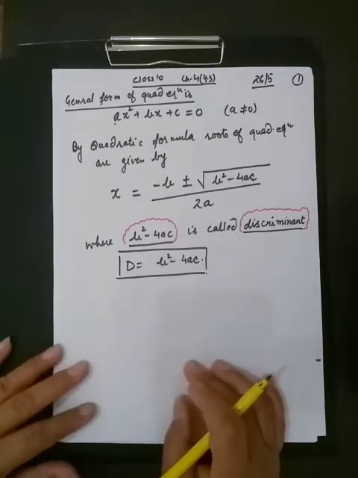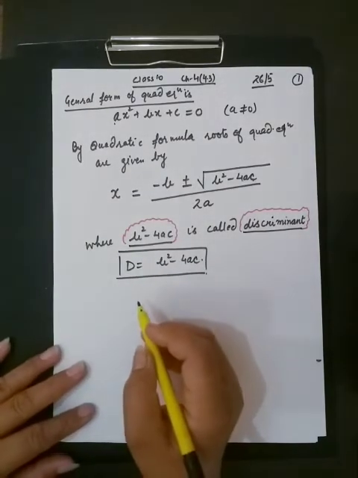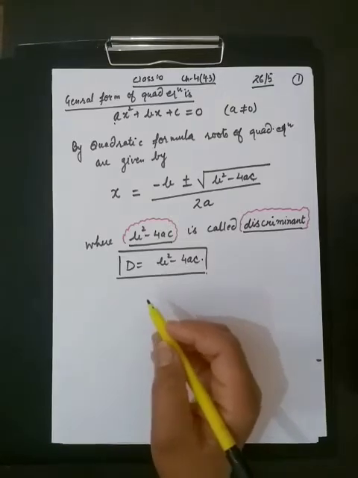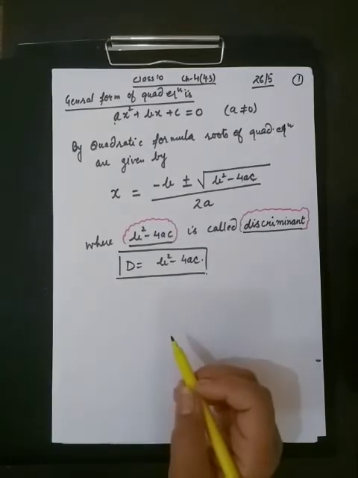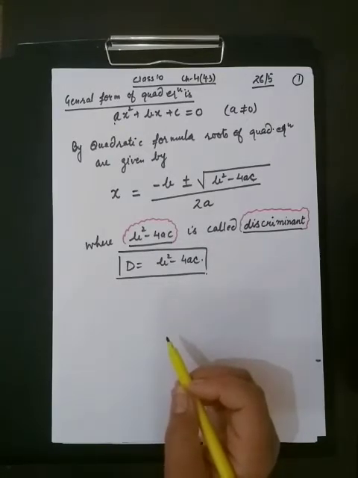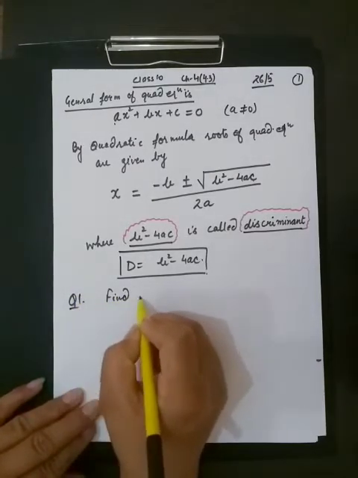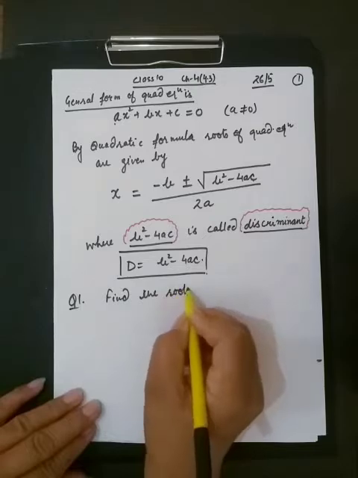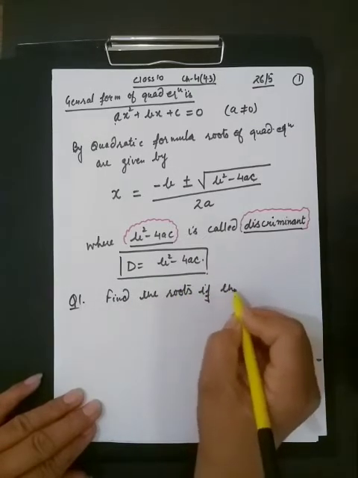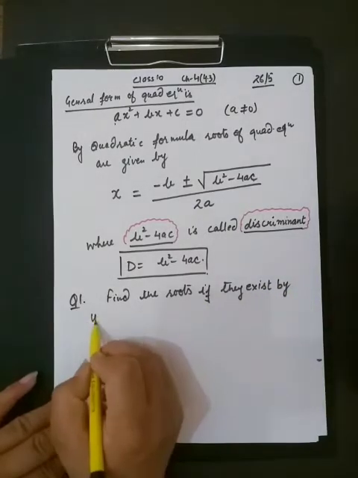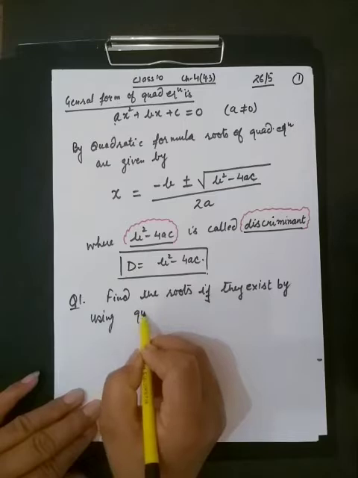In question number 1, exercise 4.3, find the roots of the quadratic equation if they exist by the method of completing square. So change the method here. You have to write: find the roots if they exist by using the quadratic formula.